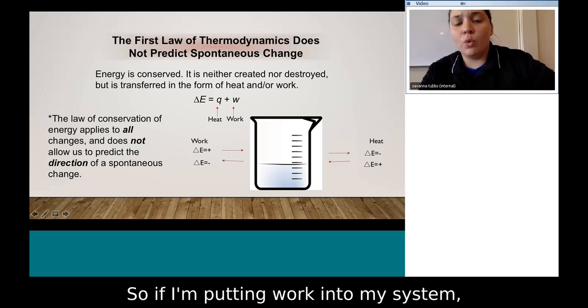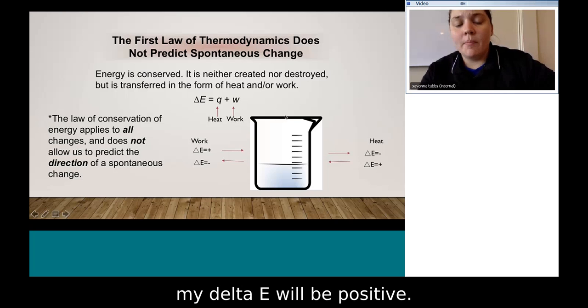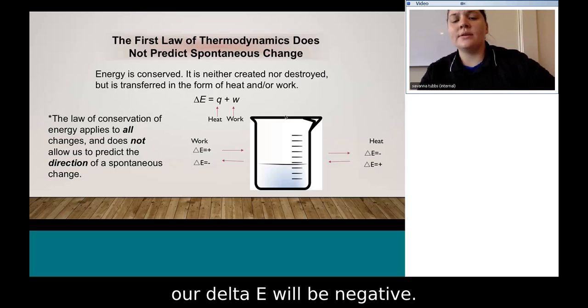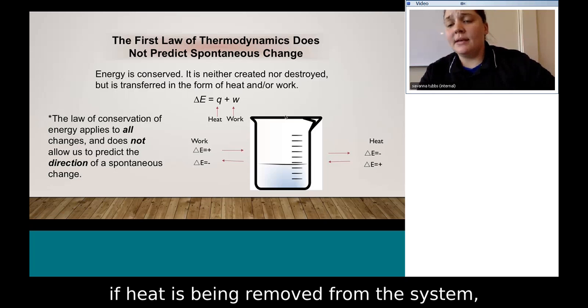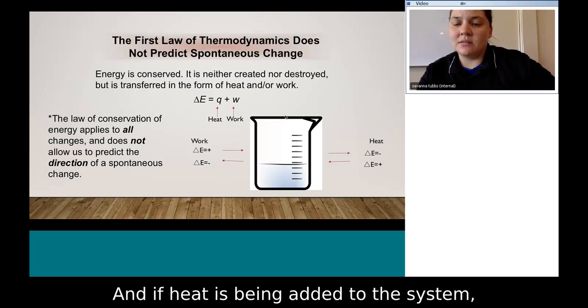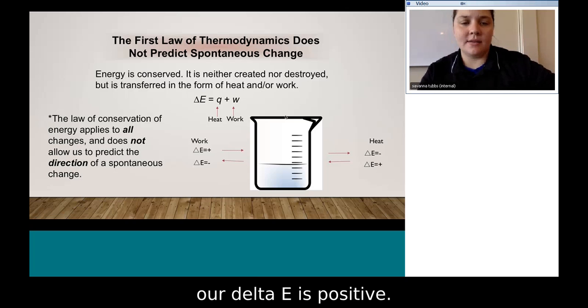So if I'm putting work into my system, my delta E will be positive. If I have the system performing work, our delta E will be negative. And then when we move over to heat, if heat is being removed from the system, our delta E is negative. And if heat is being added to the system, our delta E is positive.